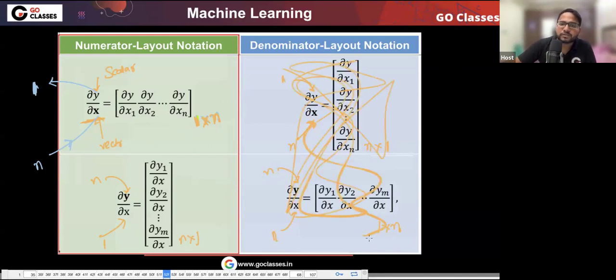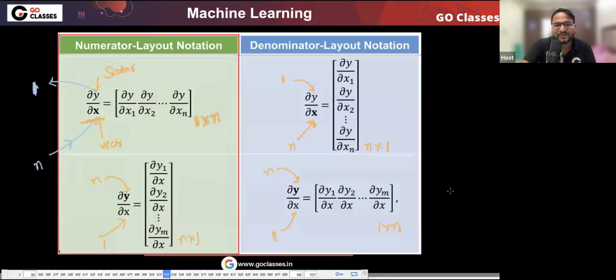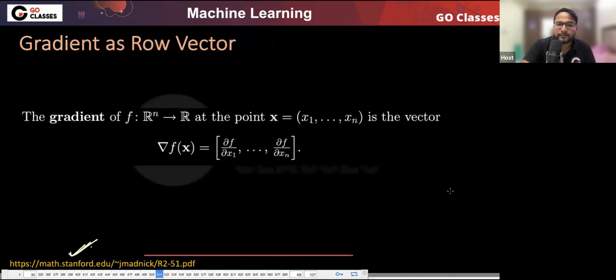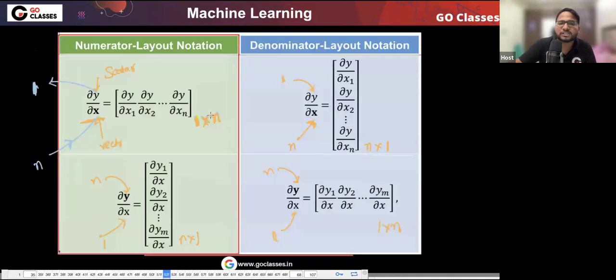You can use anything, just for the sake of consistency. Actually, it won't matter, you don't have to know that much. You can write it as a row vector or a column vector, it doesn't matter. Ultimately, you are just following one of the layouts, and you don't actually need to know which one. In this lecture, we are following numerator layout. If you follow denominator layout, then in most cases it is just a transpose. These are just transposes of each other.